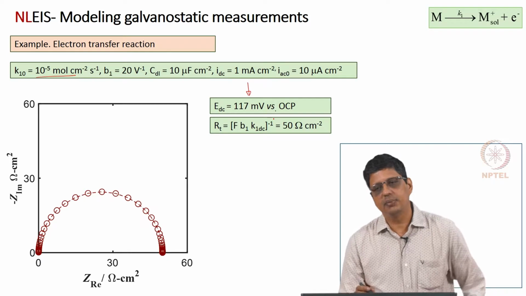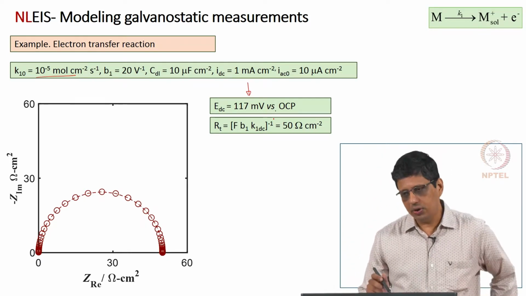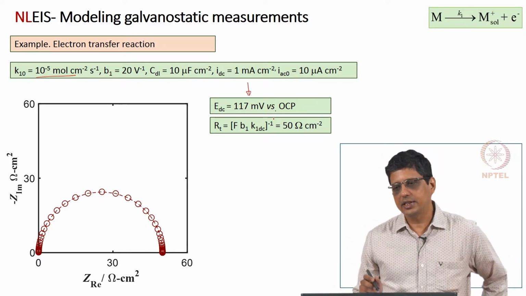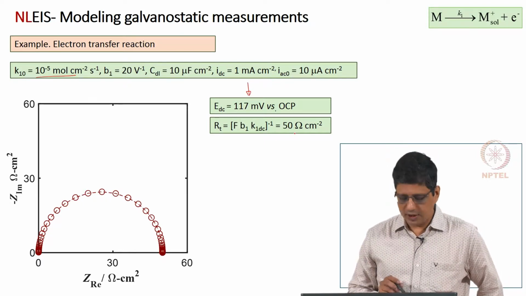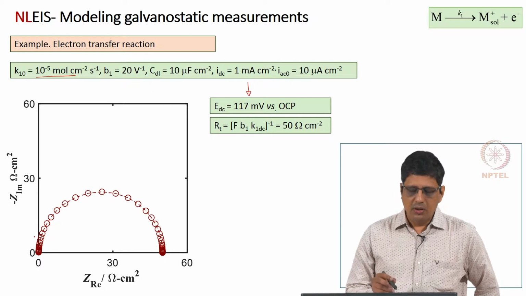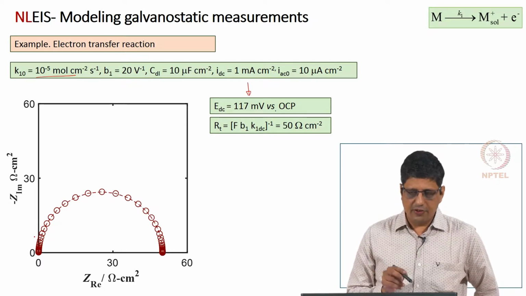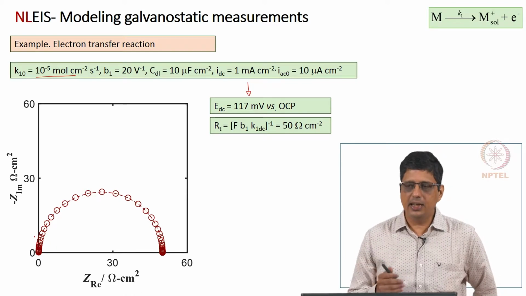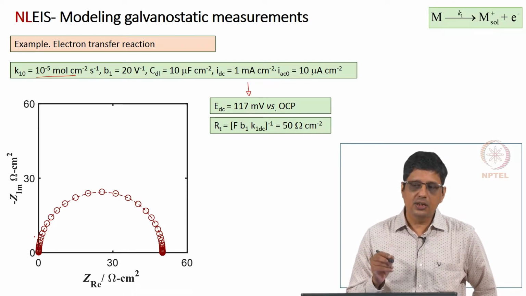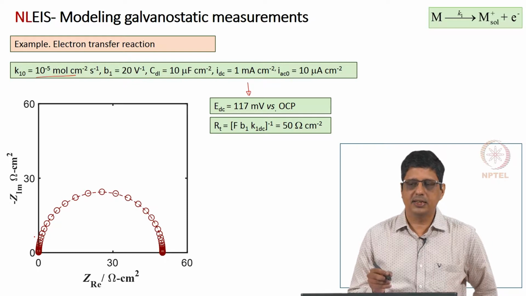Once you know the DC potential, one can calculate the charge transfer resistance. In this case, charge transfer resistance and polarization resistance are the same. They happen to have the same value. Faraday impedance is independent of the frequency, therefore, charge transfer resistance and polarization resistance are the same, and that comes to about 50 ohm centimeter square. We can solve the ordinary differential equation numerically for various frequencies and then calculate the impedance. What we calculate here is the total impedance including the double layer capacitance.